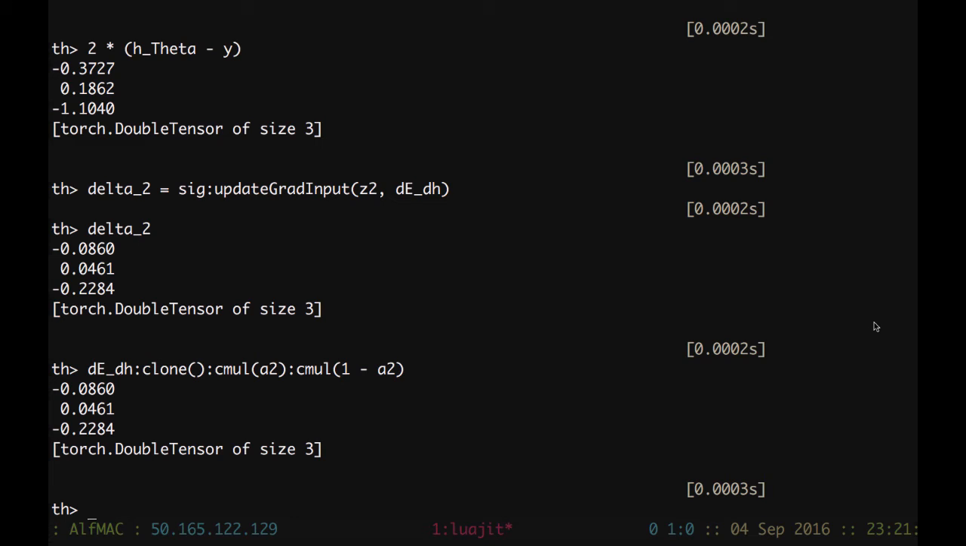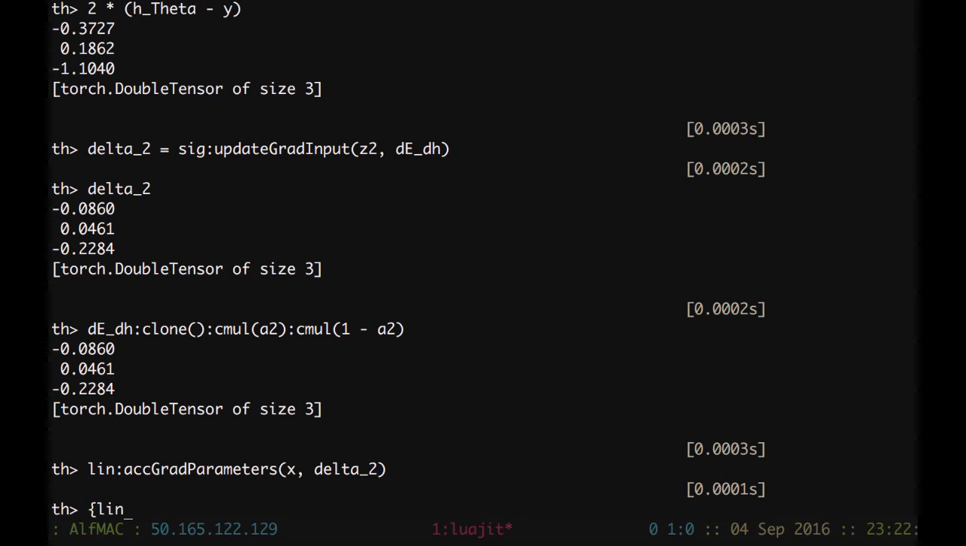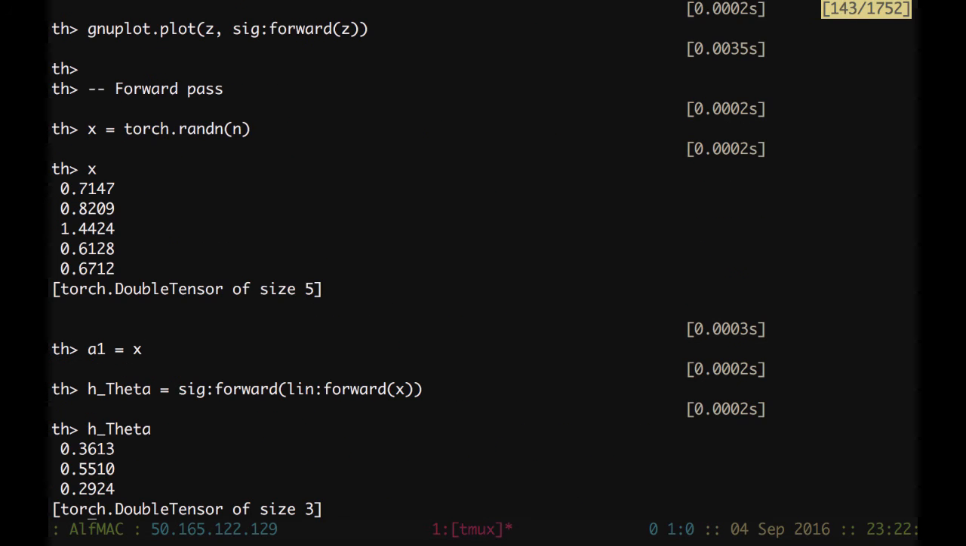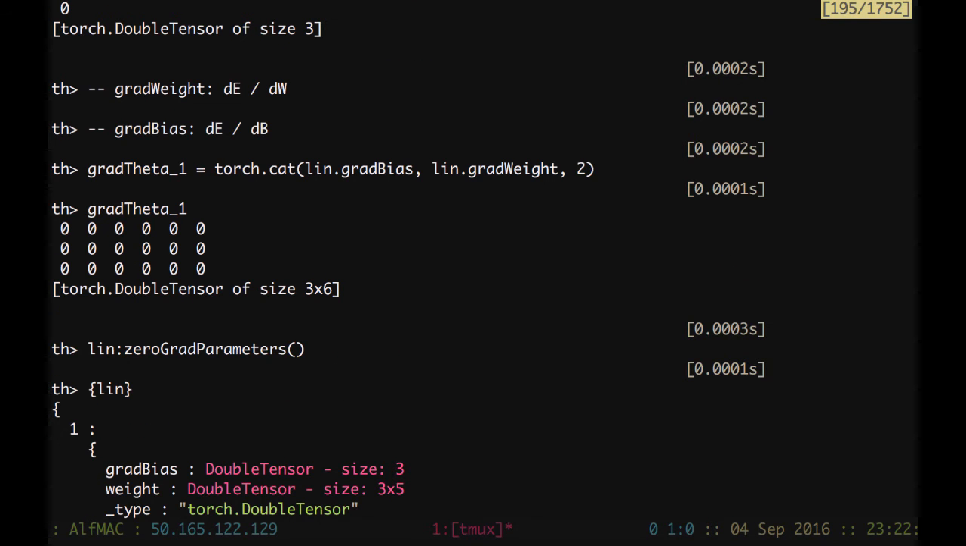Now we can compute the partial derivative of the error with respect to the parameters of the linear module. To do so, in Torch we can do lin accumulate grad parameters, to which we provide the input to the module, which is x, and the grad input of the following module, or the grad output of the current module, so in this case delta 2. And then we can check what this has done. Looks like it hasn't done much. Inside lin we have grad bias and grad weight. We can recall that before they were zeros. If I go back up, we had that they were zero.